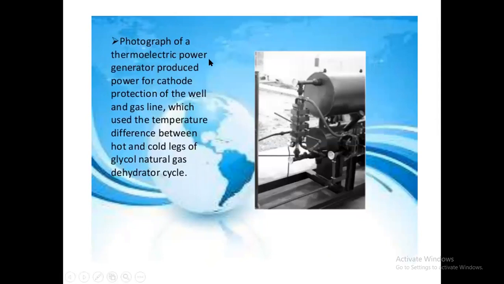Photograph of the thermoelectric power generator, you can see in this figure. The generator produces power for cathodic protection of the well and gas line, which uses the temperature difference between the hot and cool legs of the glycol natural gas cycle.